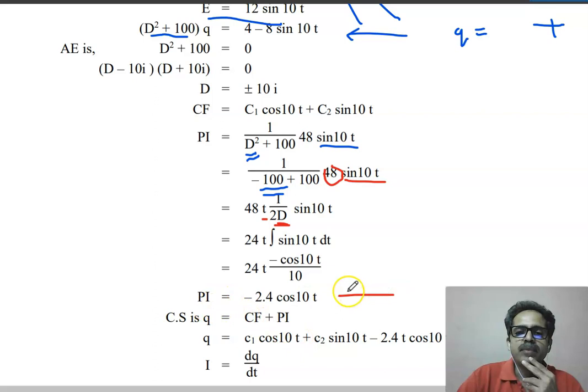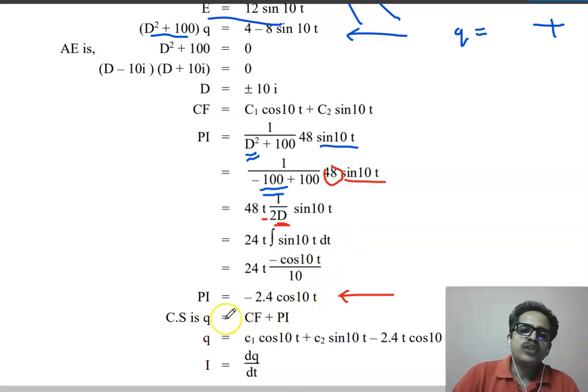This is the PI. So basically we have written the formula for PI. 48 we have taken out or kept inside, no matter. We have replaced D square by minus 100 here. We have kept this 100 as it is. We obtain the 1 by 0 situation, the formula fails. We write t, then we write the new operator, acting on the same function sin 10t. 1 by D stands for integration, so the integration of sin 10t is minus cos 10t divided by 10. And like this we obtain the value of PI.